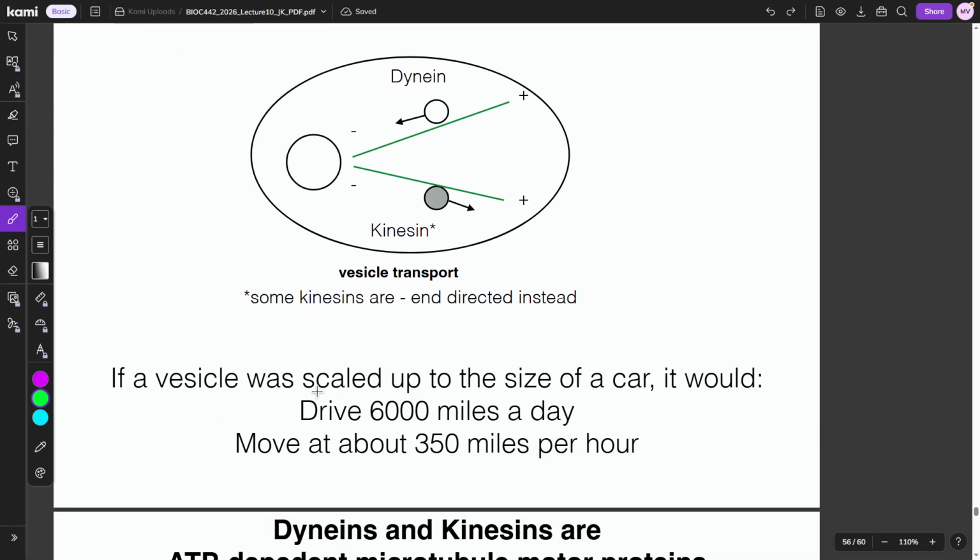So yeah, here's a cool little image or kind of thought experiment. Vesicles are trafficked insanely fast. If you were to scale it up to the size of a car, it would drive 6,000 miles in a day, which is 350 miles per hour. So just remember, these microscopic processes occur at extremely fast rates. They don't occur on the scale of seconds, minutes, or hours. They're occurring on the scale of microseconds, milliseconds, nanoseconds. They're quick.